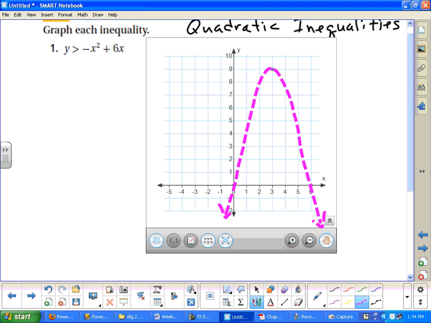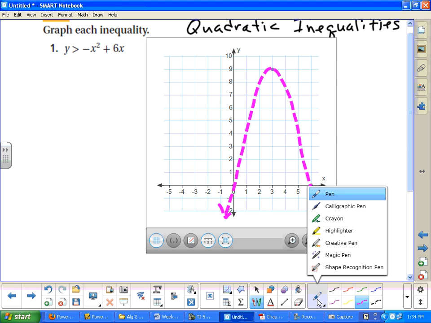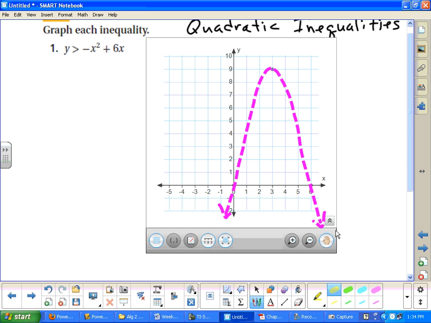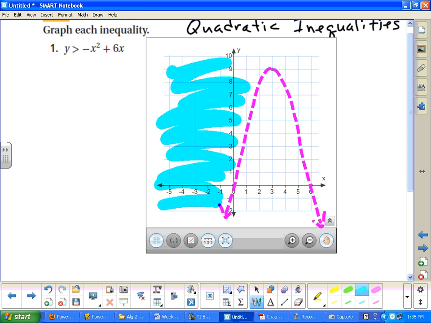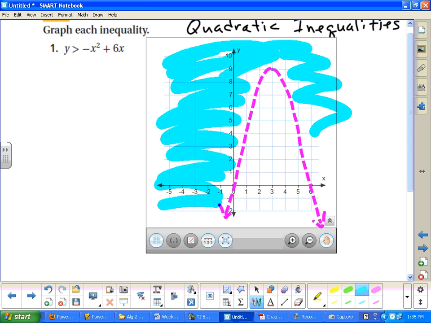And then the shade. Now it says greater than. Greater than always means above. Okay? So is above outside of the graph or in the middle of the graph? Okay, all right. The above would be outside the graph. So I'm going to shade in there. Let's see. So I'll shade out here.